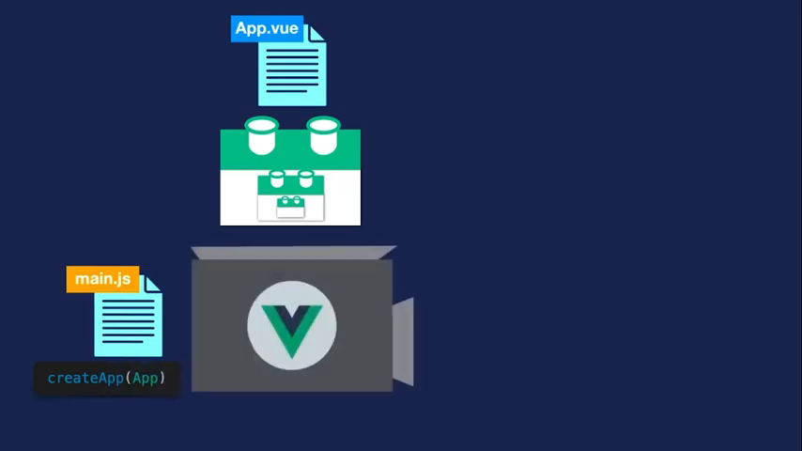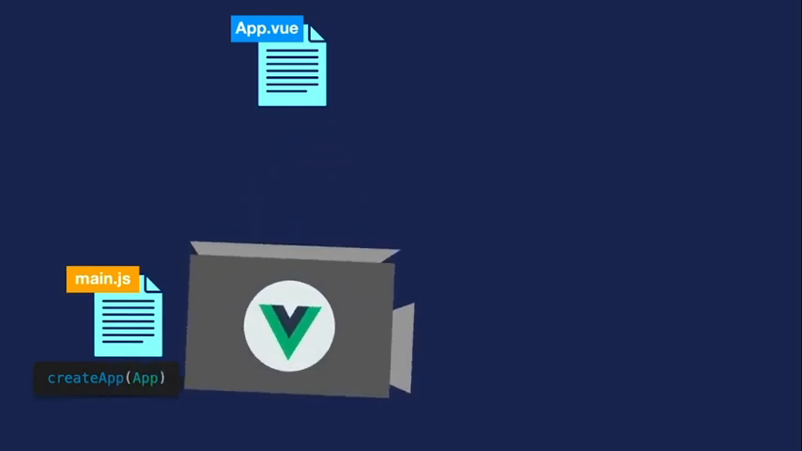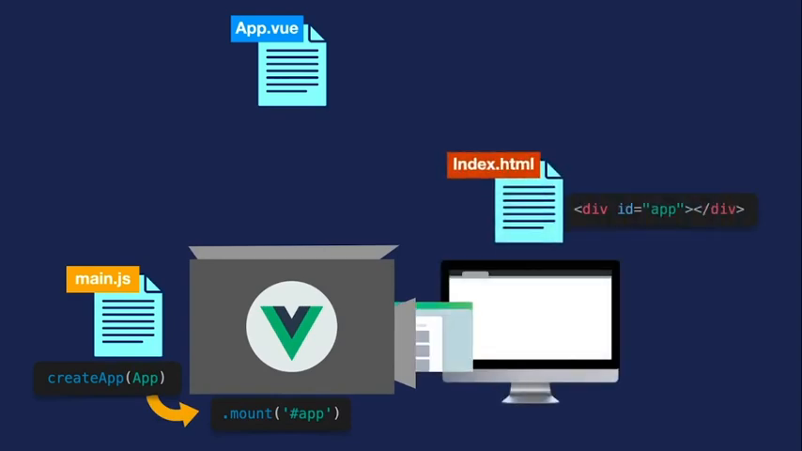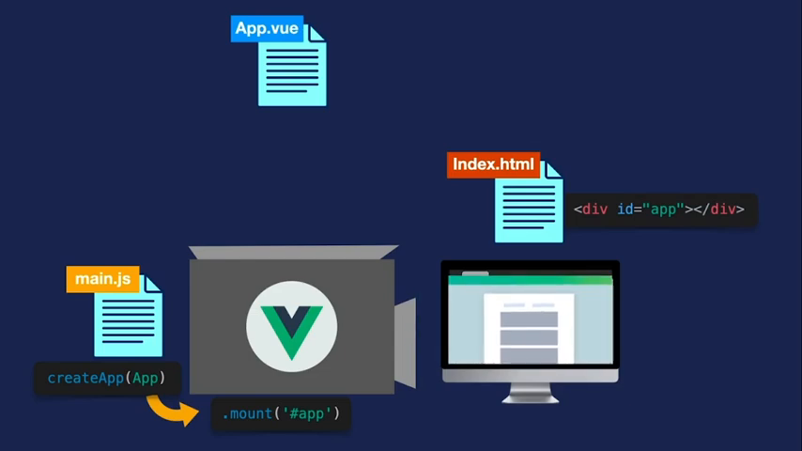Let's look at this process visually. Remember how we've got our App.vue file. This is our root component in which all of our application code is nested. And our main.js takes all of that application code and creates our app, mounting it to the DOM, specifically where that div with the ID of app lives within our index.html.